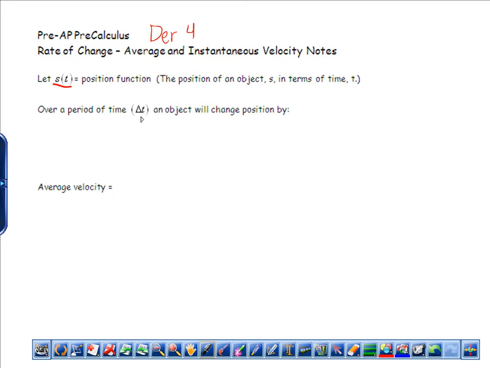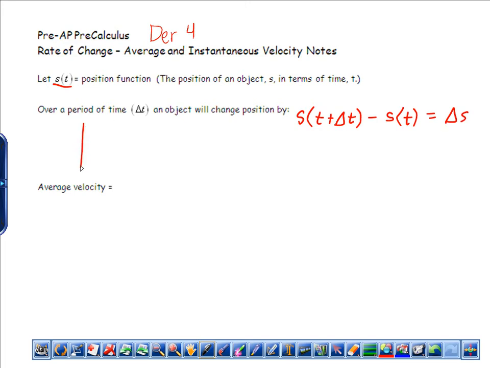Over a period of time, delta t, we've seen this delta means change. An object will change position by, and what we see is we have this change. We have the position after time t, so we'll say there's a time, and we're going to change that time by a small increment, and we're going to subtract from that whatever original time we were talking about, the position at the original time. This right here is called delta S. This is the change in position, okay?